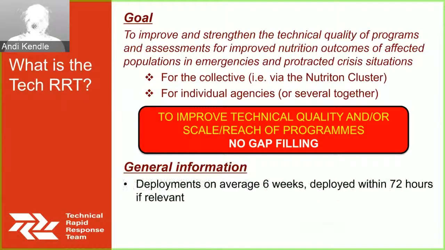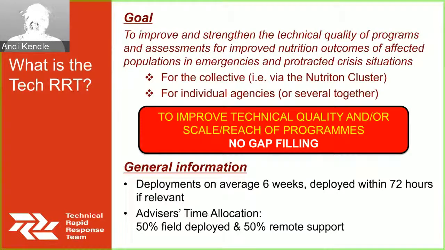In general, deployments on average last for 6 weeks. They can be shorter, they can be longer. It is possible to deploy advisors within 72 hours if it's relevant. An advisor's time is allocated 50% between field deployments and 50% remote support. Sorry, there's one thing I missed. The Tech RRT started in August of 2015. We recently completed the first phase of our project, and we're coming into what we're calling the second phase of the project now, that continues through February.